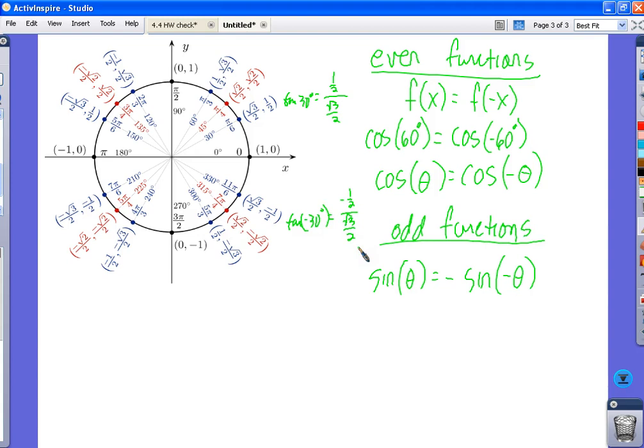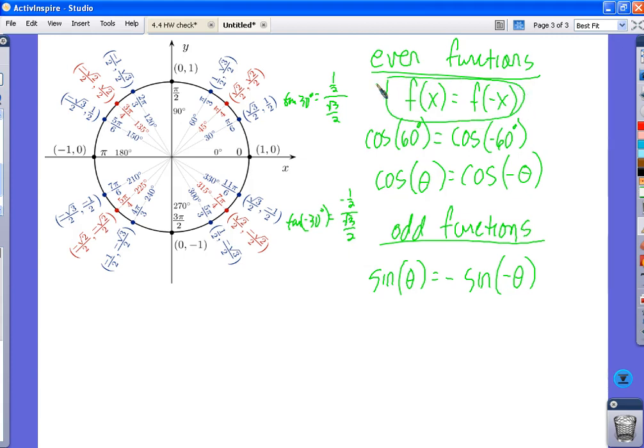Are they the same? Are they different? They're different. How are they different? One's negative, one's positive. Otherwise, they're the same, 1/2 over root 3 over 2. One's positive, one's negative. So which is it, even or odd?